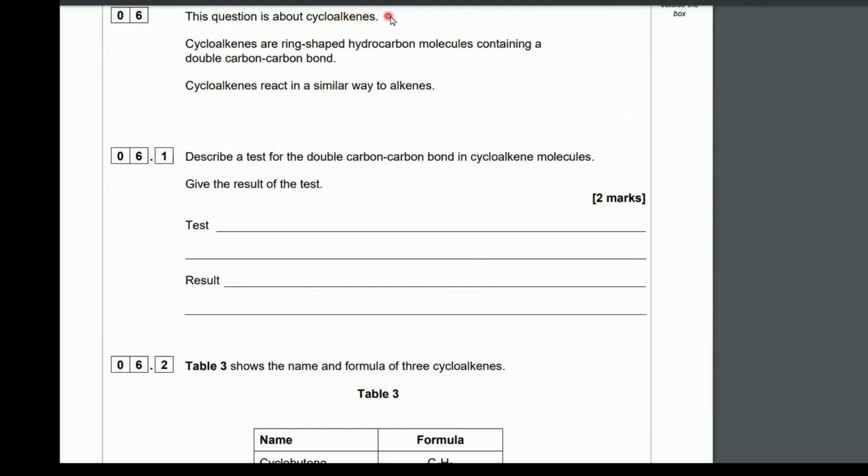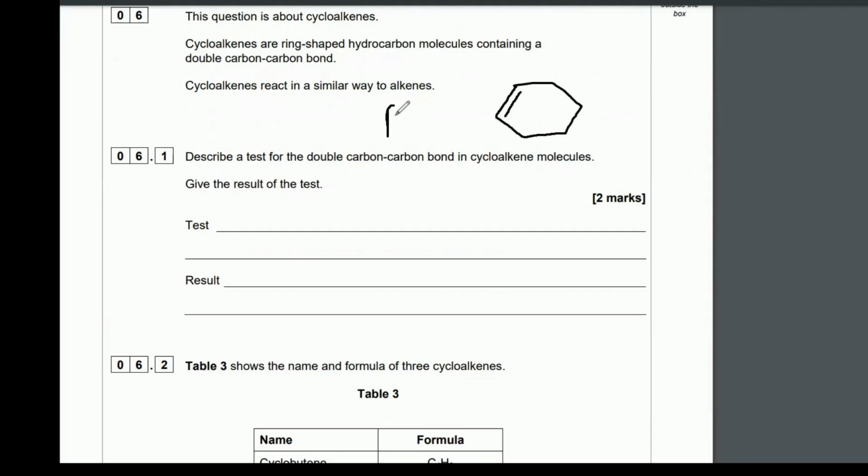This question is about cycloalkenes. Cycloalkenes are ring-shaped hydrocarbon molecules containing a double carbon-carbon bond. Cycloalkenes react in a similar way to alkenes. Describe a test for the double carbon-carbon bond in cycloalkene molecules. Give the result of the test. So, cycloalkenes, pretty cool, right? So here is cyclohexene. It's got a double bond there.